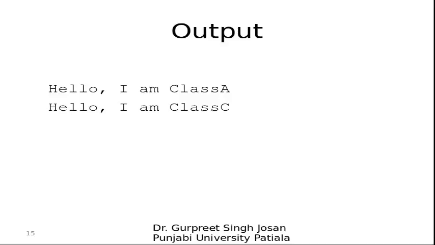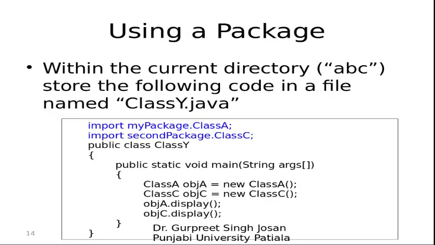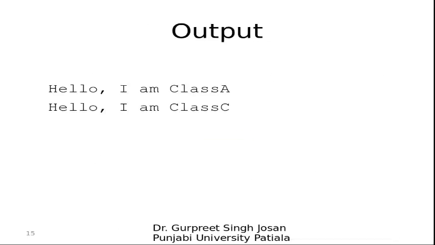The output of this program will be "hello I am class A" and "hello I am class C", because I am creating the object of class A and class C and calling the display method of object A and the display method of object C. So they will be called and this will produce this particular output.